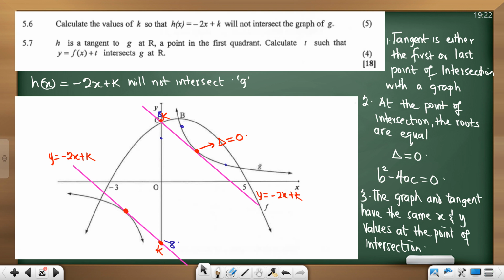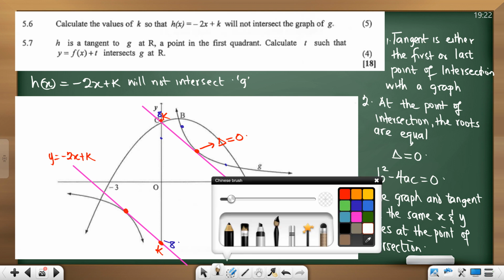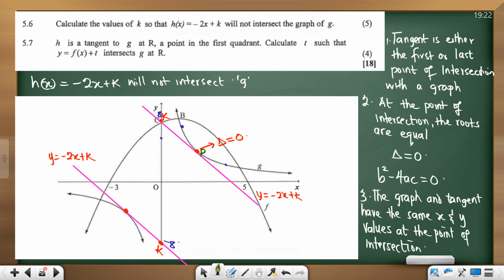Okay. Now let's look at 5.7 quickly. H is a tangent to G. Ooh, they're not ending. H is a tangent to G at R. There's no R. But they said H is a tangent to G at R. This point, that's what the examiner is referring to.